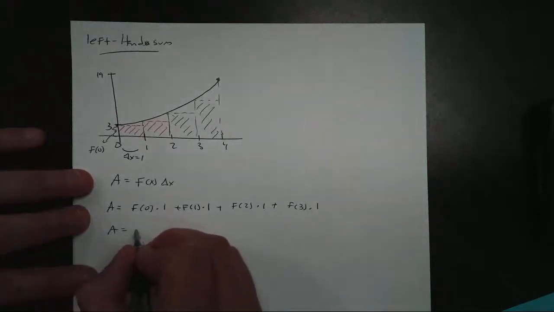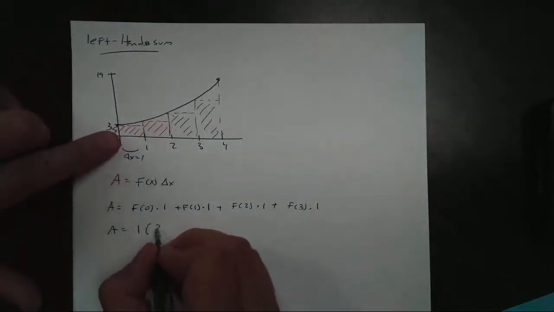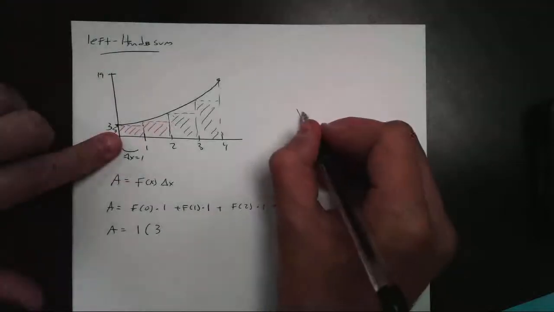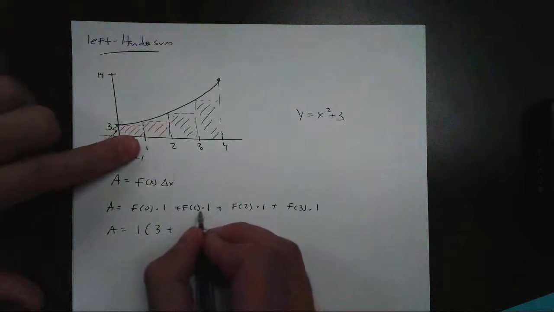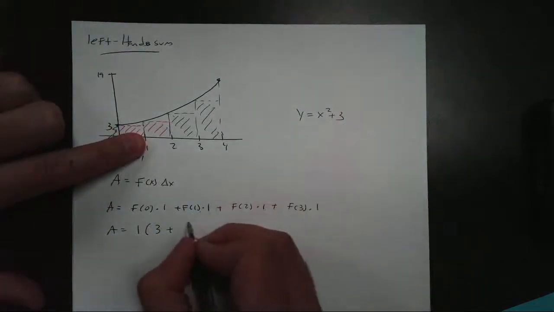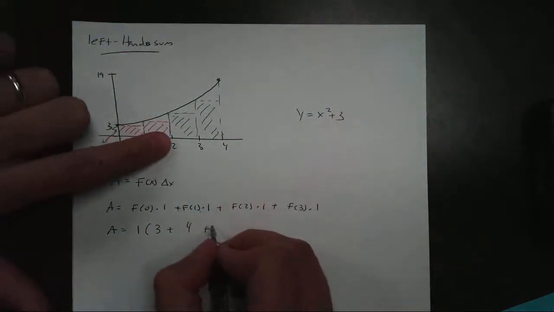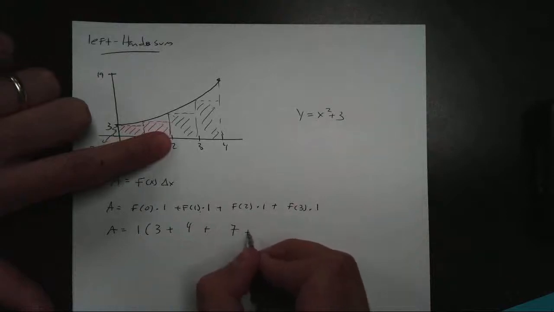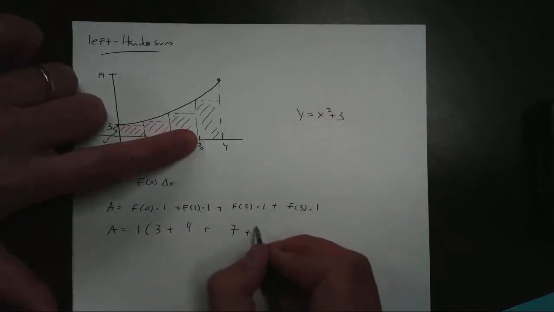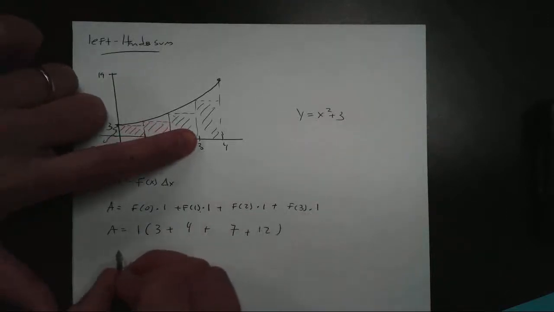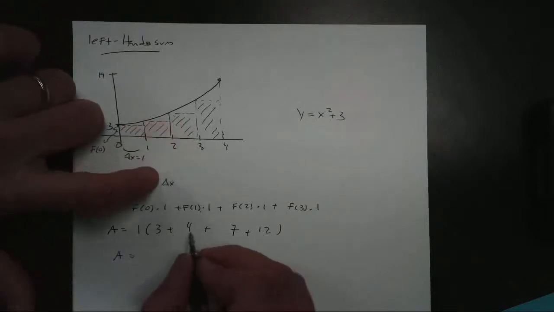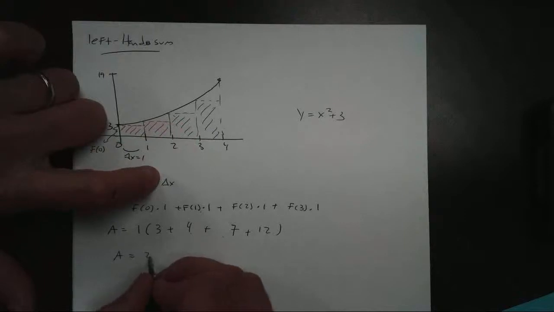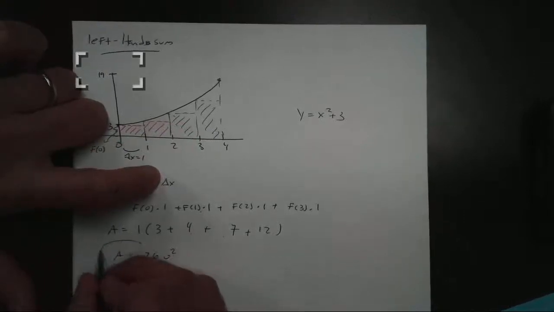And I'm going to find those areas. Pull out the 1. At 0, we're at 3. Remember my function is y equals x squared plus 3. At 1, we're at 4. At 2, we're at 7. And at 3, we're at 12. And I just multiply and add them all together. There's 3 plus 4 is 7, and 7 is 14. I get 26 units squared.